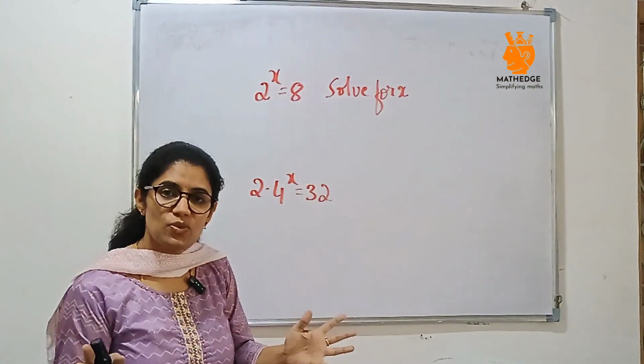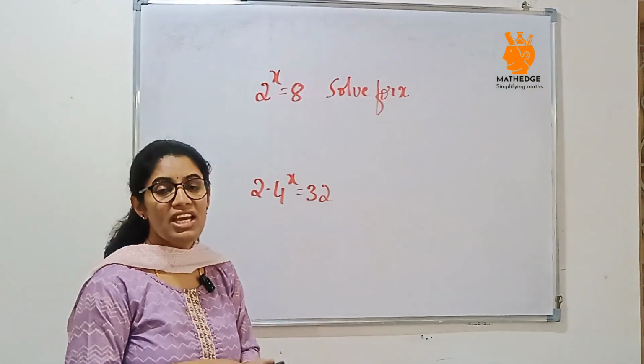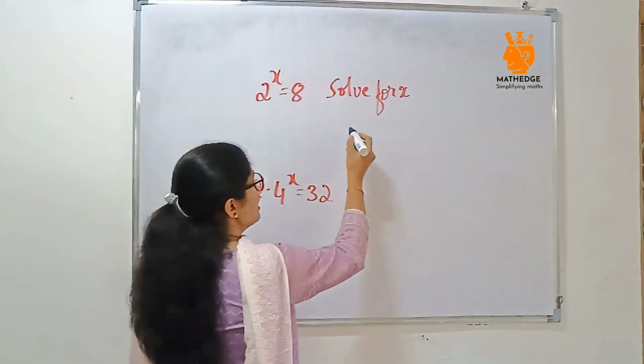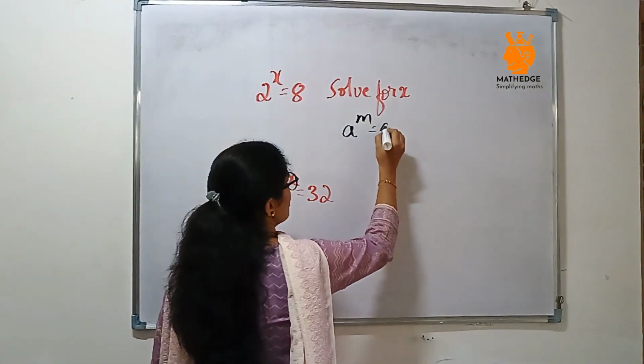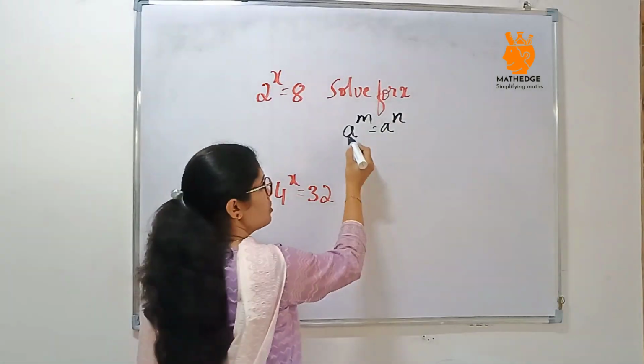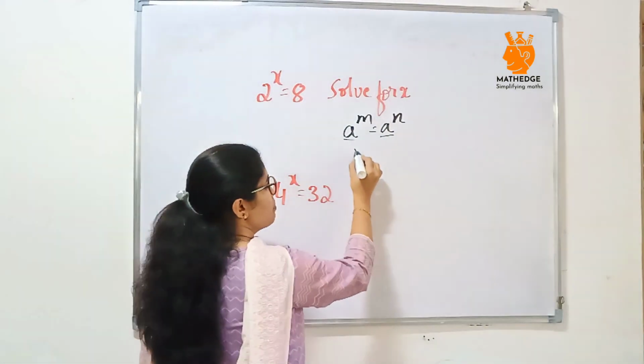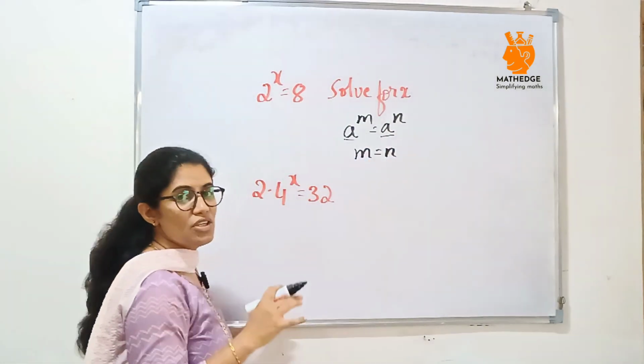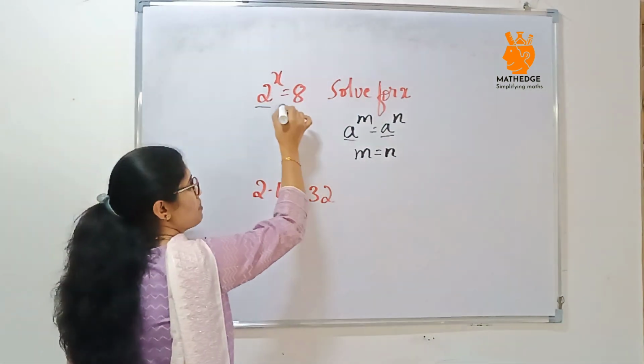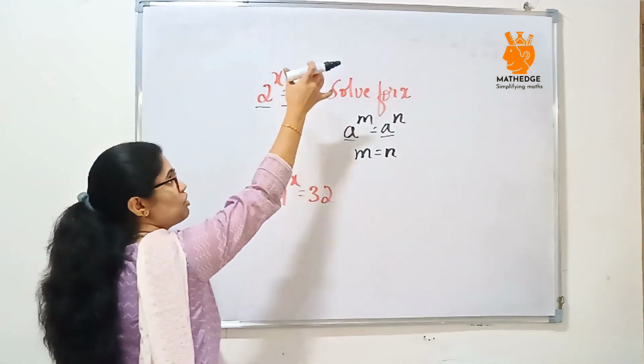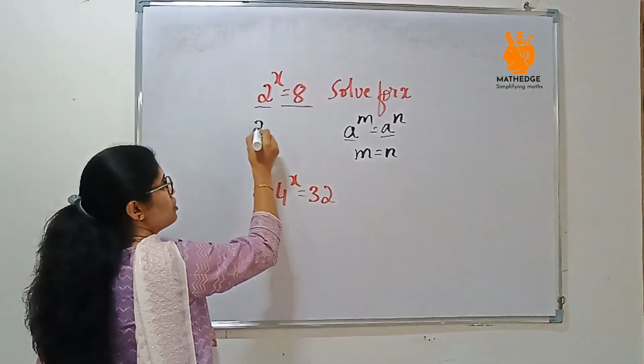So here the key idea is very simple. If the bases are the same, we can equate the powers: if a^m = a^n, then m = n. So the bases are the same, so we can equate the powers, right? So m is equal to n. So same as it is, if you write the expression with the same base, we can equate the powers. So first write 2^x.